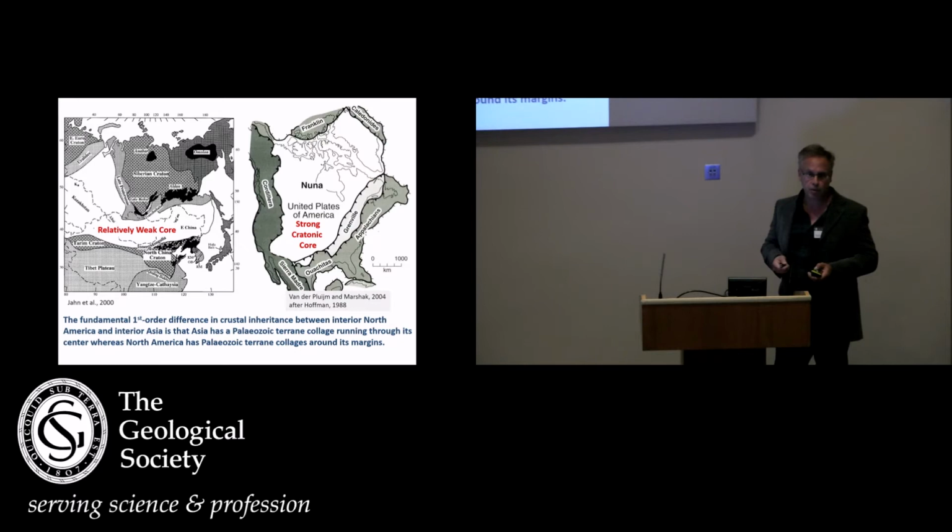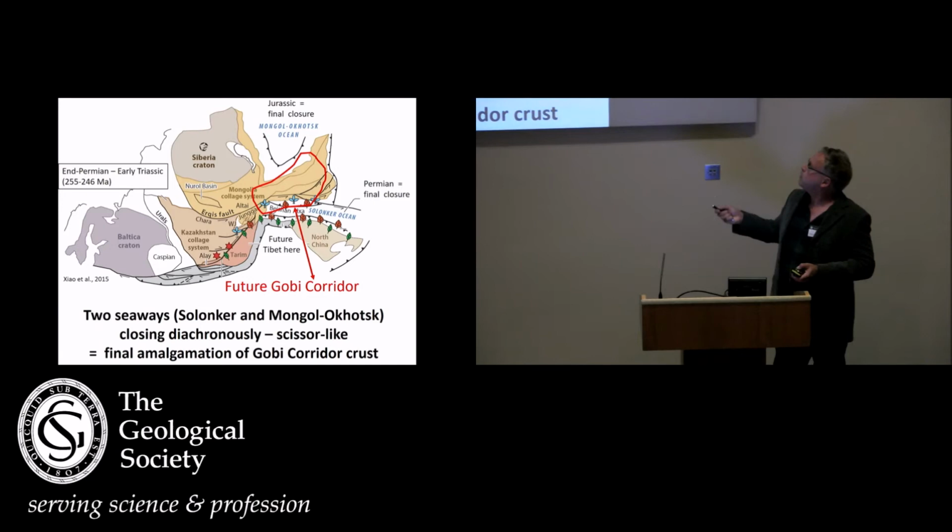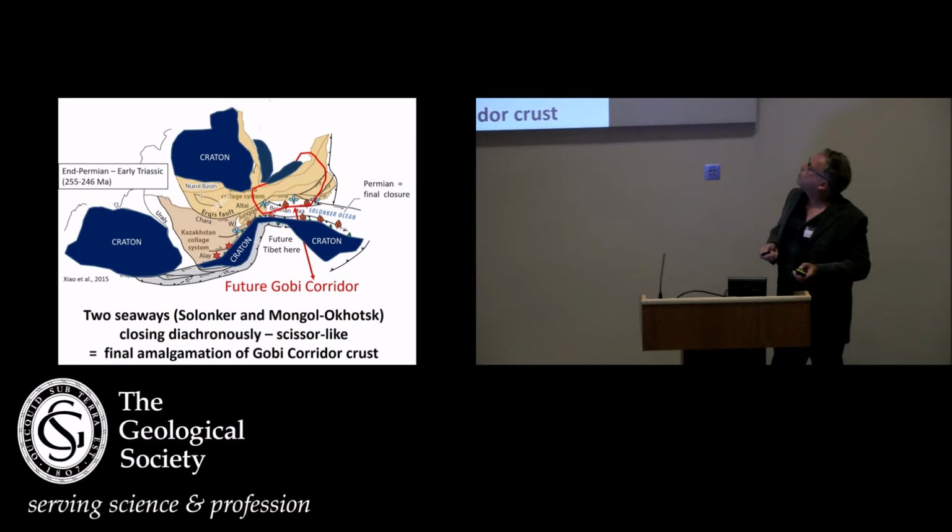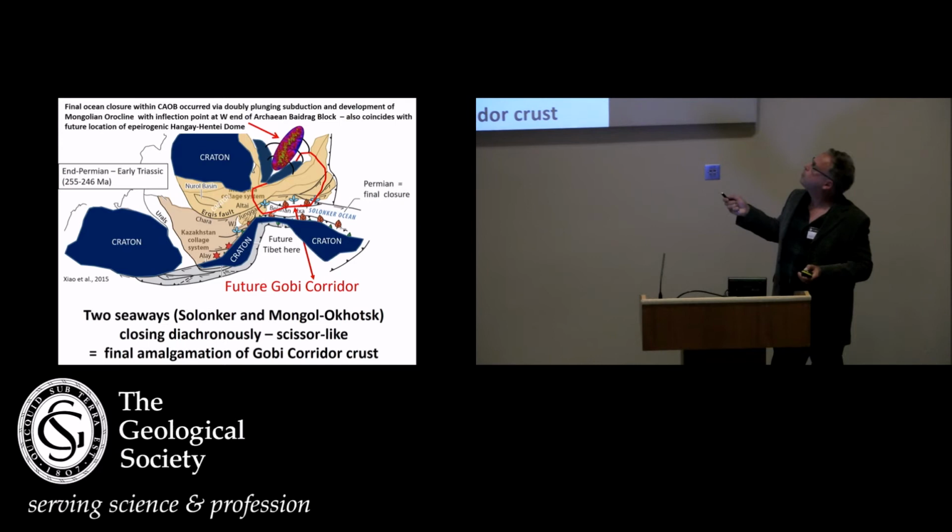Now, what about the amalgamation history of this big terrane collage? We're talking about this area, but it is important to note that the last two oceans that closed here were the Solonker Ocean in the Permian, as North China rotated northwards, and the Mongol-Okhotsk Ocean here, in the Jurassic. And there are the cratons, and I'm just going to throw this out, that the final closure here, this sort of crocodile jaw closure, is also where the Hangai Dome is today. The last ocean to close, the last slab to founder, and there's the big Mongolian orocline, and that's where we see the epeirogenic uplift today. I'll let you speculate on if there's any causality there.